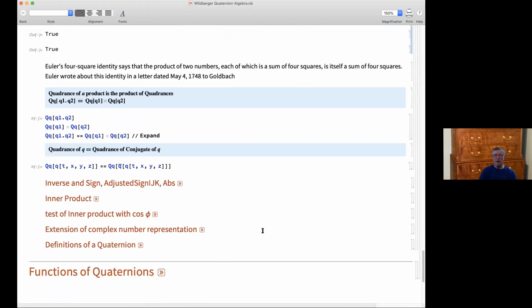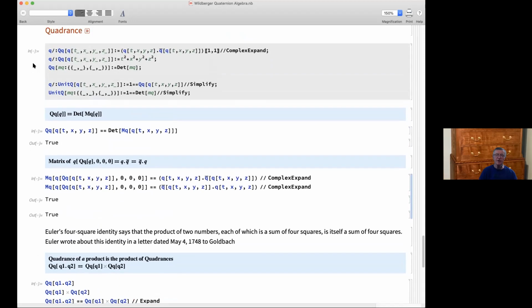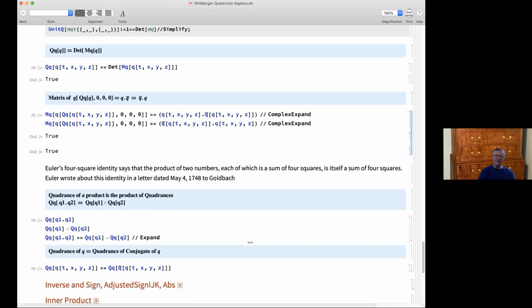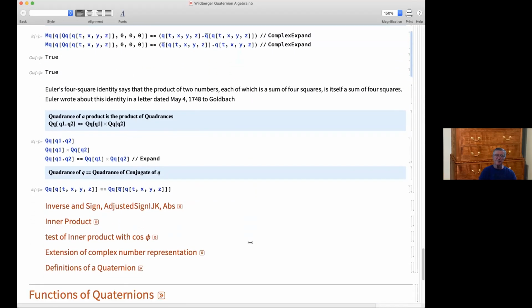This was a neat little statement that I found, Euler's four-square identity. Since this quadrants is the sum of four squared elements, Euler's four-square identity says that the product of two numbers, each of which is a sum of four squares, is itself a sum of four squares. And Euler wrote about this identity in a letter dated May 4th, 1748 to Goldbach.